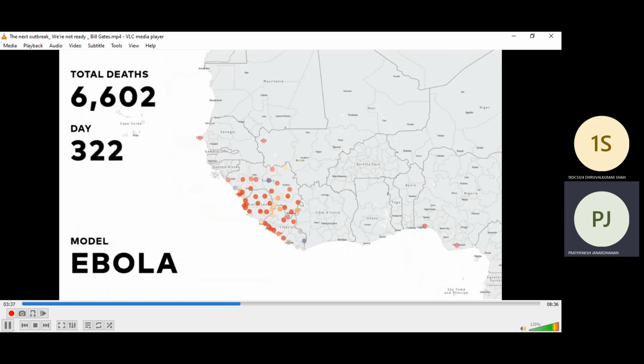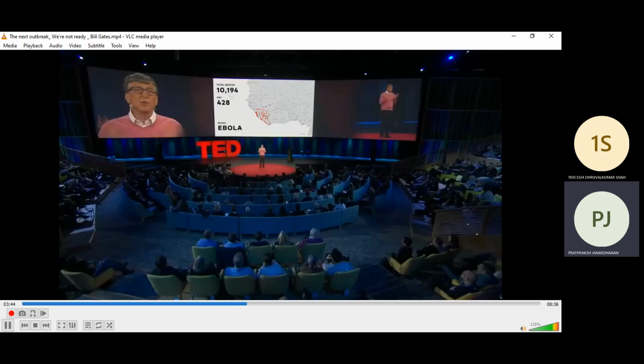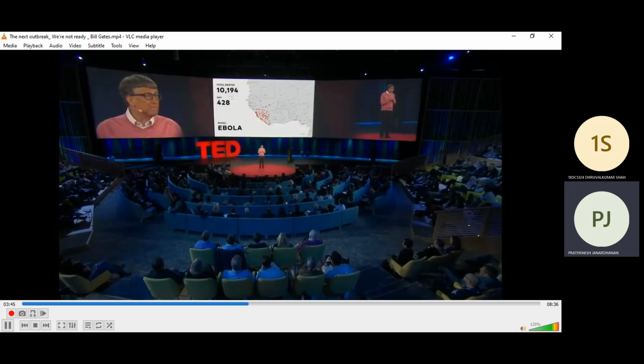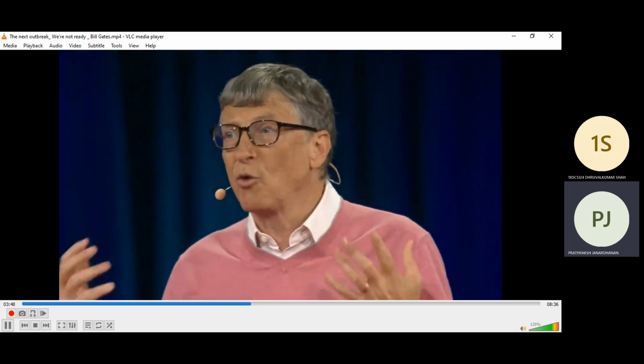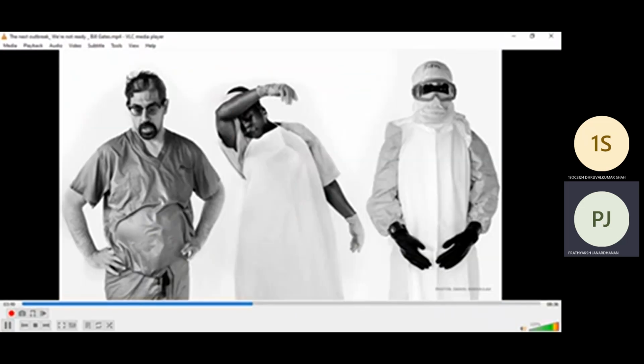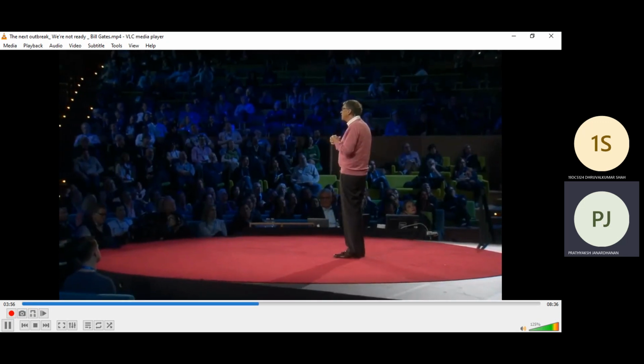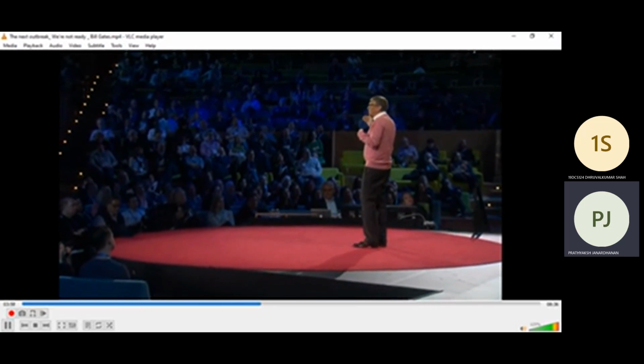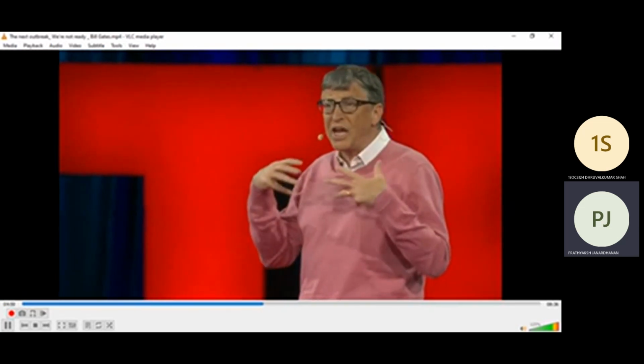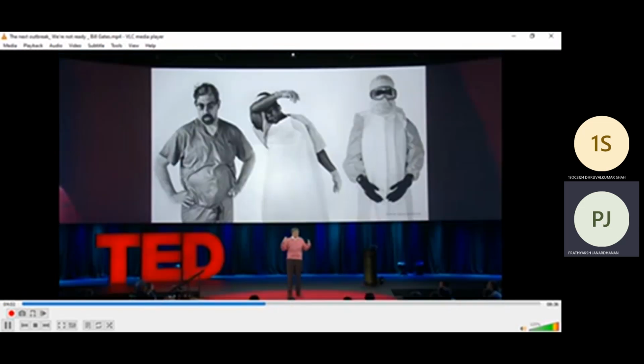About 10,000 people died, and nearly all were in the 3 West African countries. There are 3 reasons why it didn't spread more. The first is there was a lot of heroic work by the health workers. They found the people and they prevented more infections. The second is the nature of the virus. Ebola does not spread through the air. And by the time you're contagious, most people are so sick that they're bedridden.